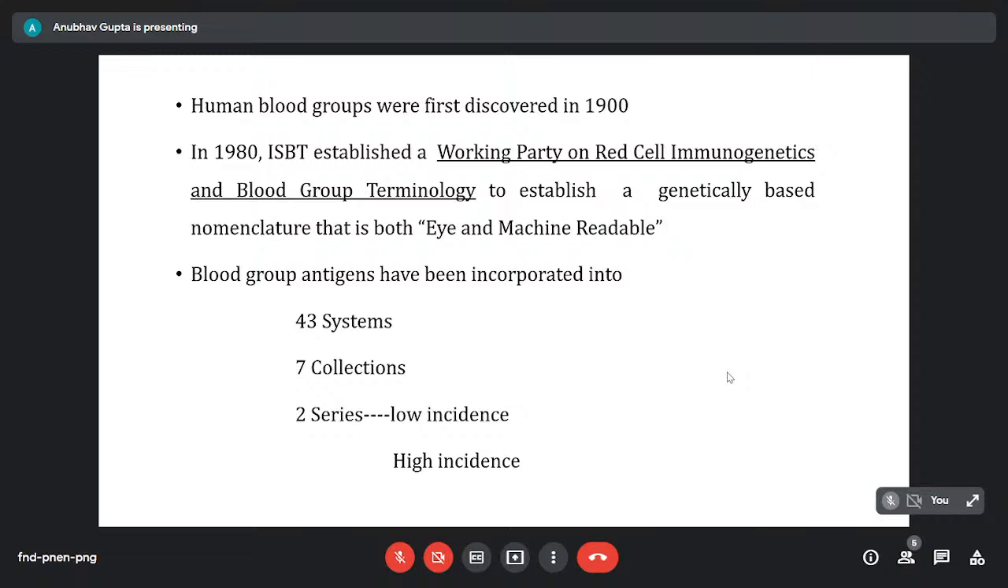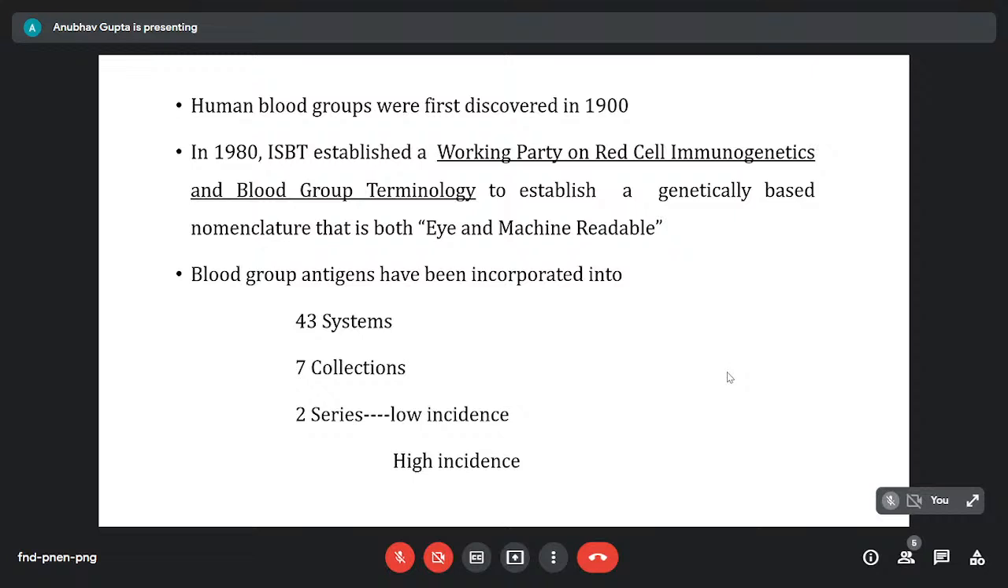So we all know whether it is Pakistan, whether it is Ukraine, whether it is Russia, whether it is USA, whether it is India, that the ISBT nomenclature is acceptable to every place, to every state, to every nation. So it is an internationally accepted nomenclature, which is again automated. That is, it is machine readable and it is eye readable through the slides, through the gel tubes, etc.